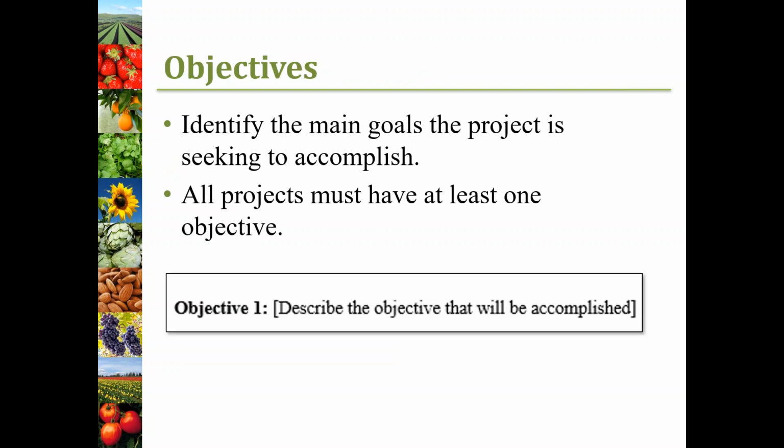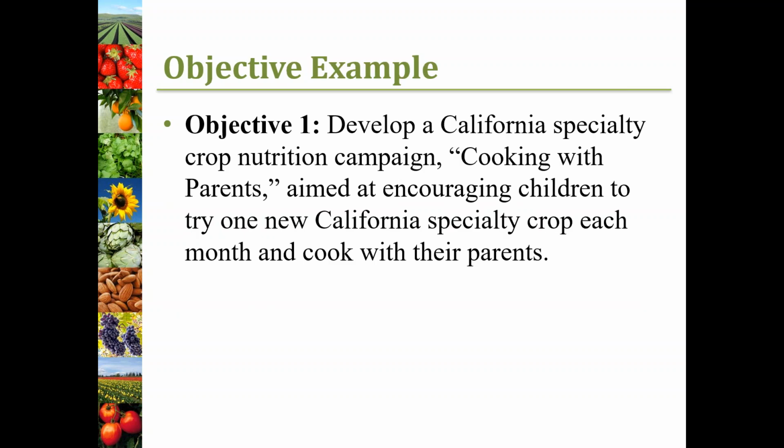Identify the main goals the project is seeking to accomplish. All projects must provide at least one objective. An objective, for example, could be to develop a California specialty crop nutrition campaign, Cooking with Parents, aimed at encouraging children to try one new California specialty crop each month and to cook with their parents.